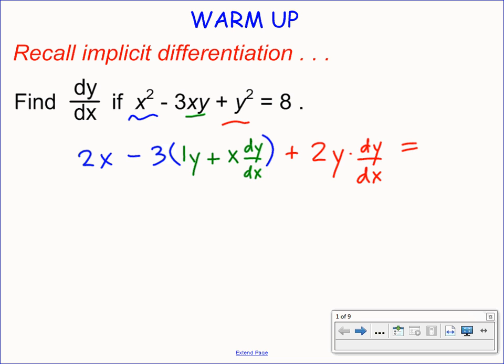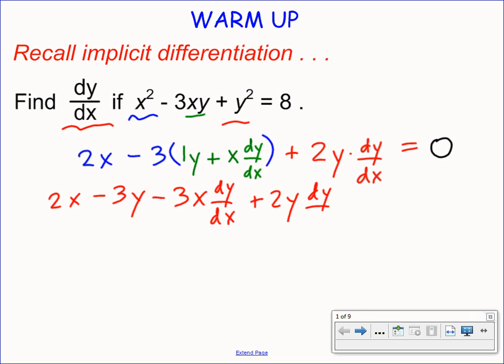Equals, and then don't make this mistake, don't leave this 8, right? You're differentiating both sides with respect to x, so the derivative of 8 is 0. Now what did we want? We wanted dy dx, and so we're going to go ahead and solve for dy dx or y prime. In order to do that, we can get rid of the parentheses by distributing minus 3y minus 3x dy dx plus 2y dy dx equals 0.